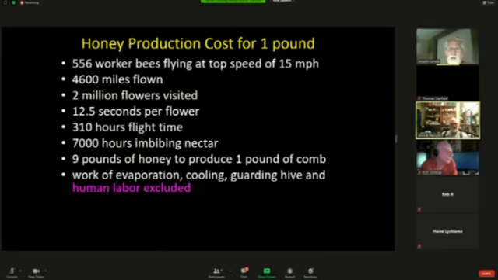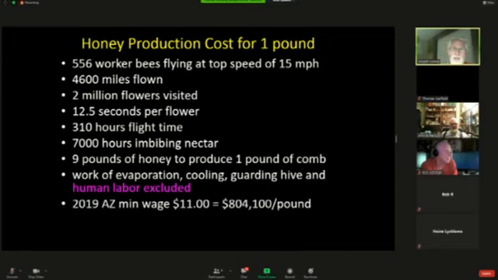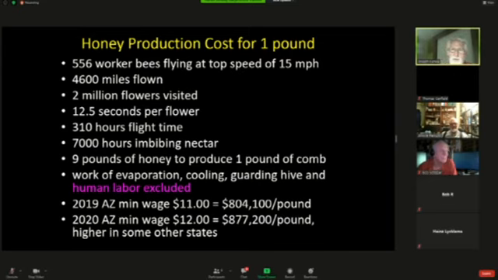So the work of evaporation, cooling, guarding the hive, and human labor are excluded from this calculation. So it comes out to, last year in Arizona, 2019, at a minimum wage of 11 bucks an hour, $804,100 per pound. This year, with the minimum wage now being 12 bucks an hour, it now is $877,200 per pound. So enjoy that honey on your toast.